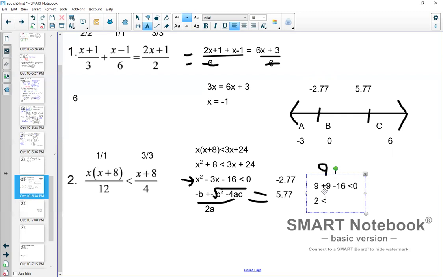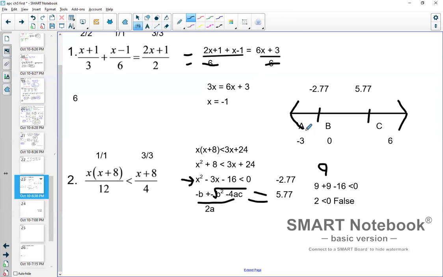2 less than 0. So that's not true, or false, I guess we could say. Because that's false, we know A is not a value we want. You could test the other ones, but remember, this is not a double root here. There's no double root at negative 2.77. So when you plug in 0, you get 0 equals negative 16, and this should be a pass. And since 5.77 is a single root again, you don't need to really think about it.